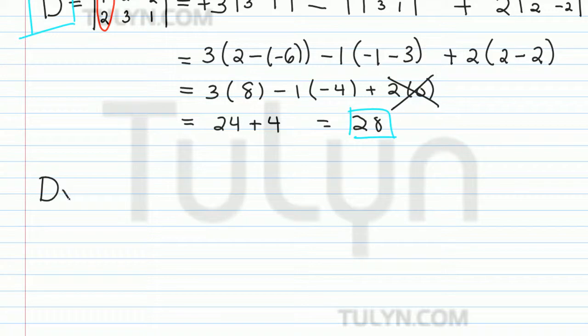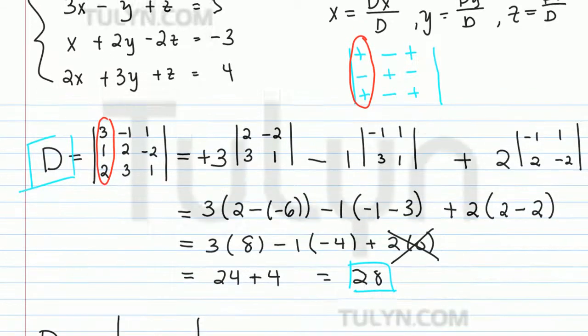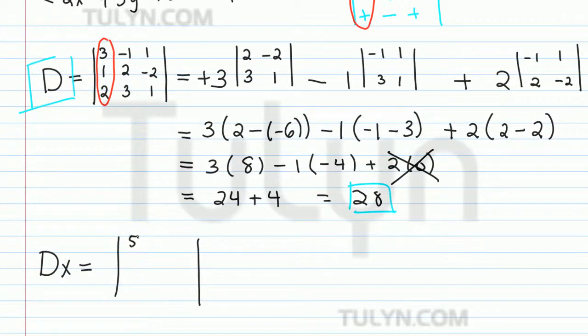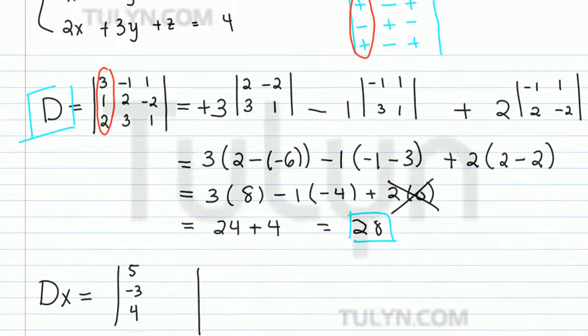So now we found D, we have to find dx. Now dx is a 3 by 3 determinant, except this time, because it's dx, we replace the x coefficients with the constant terms. So the first column is going to be 5, negative 3, and 4, and then the y column is going to be negative 1, 2, 3, and the last column is going to be 1, negative 2, 1.